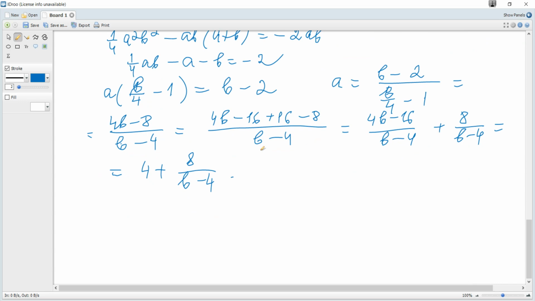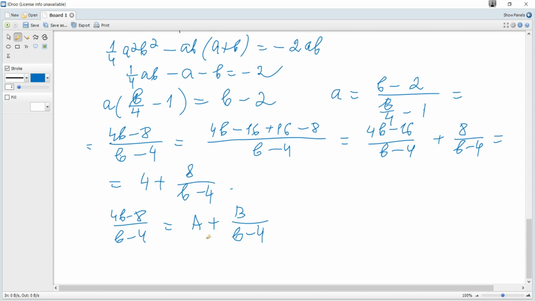Or you may use the rules for partial fractions, since there is a polynomial of degree 1 in the numerator and a polynomial of degree 1 in the denominator. A polynomial of degree 1 divided by a polynomial of degree 1 is a constant, hence (4b minus 8) over (b minus 4) is a constant plus a over b minus 4, and then as usual make a common denominator, equate numerators, and consider some specific values for b to find the unknown coefficients a and b.